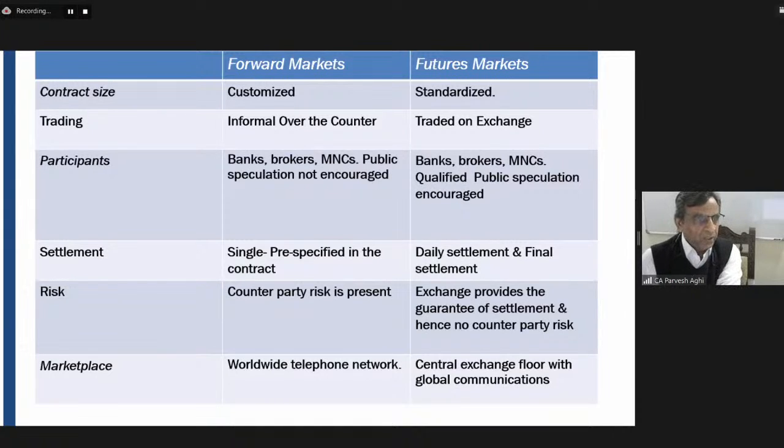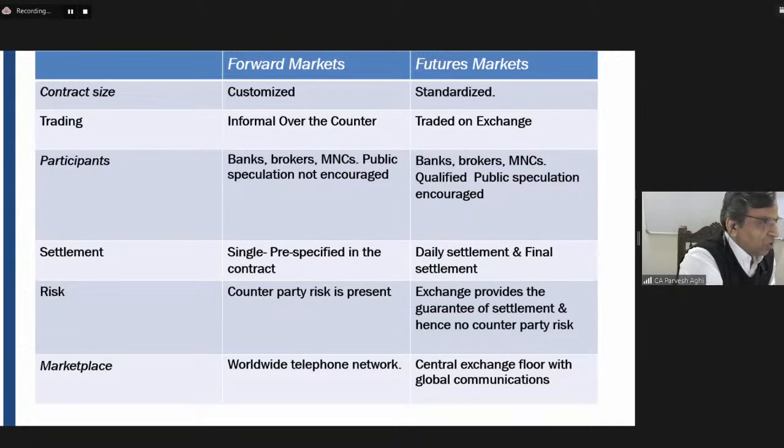Then the counterparty risk is always present in the forward market, whereas in the futures market it is missing because there is a mark-to-market settlement, daily settlement happening. The marketplace is basically the worldwide telephone network in case of forward markets, and in the futures market, it happens on the stock exchange.